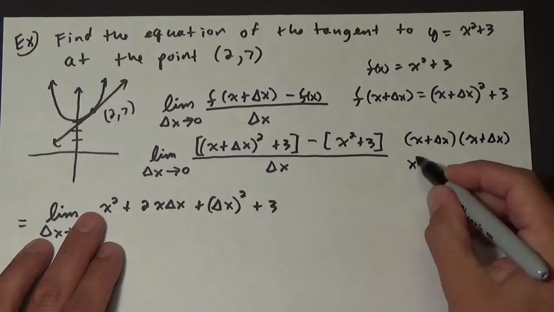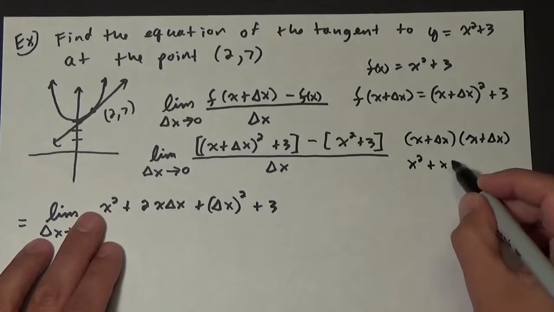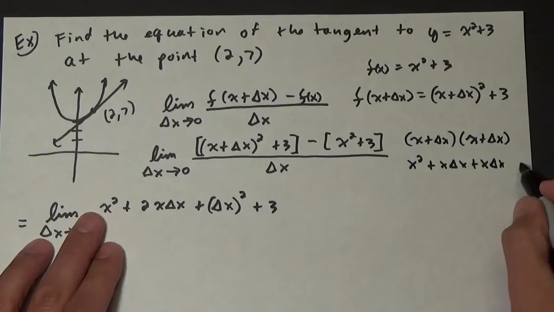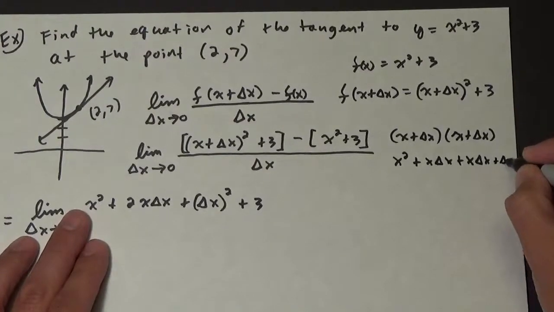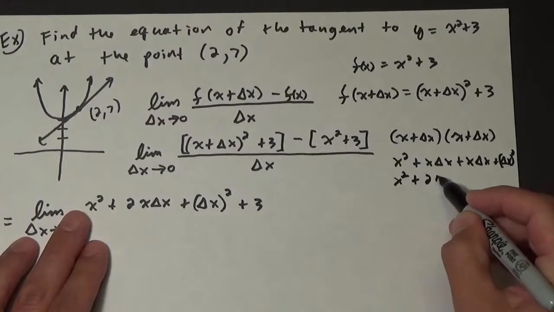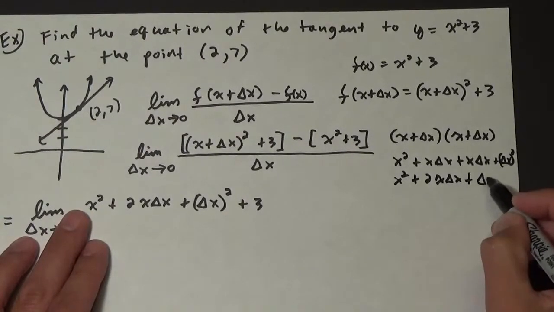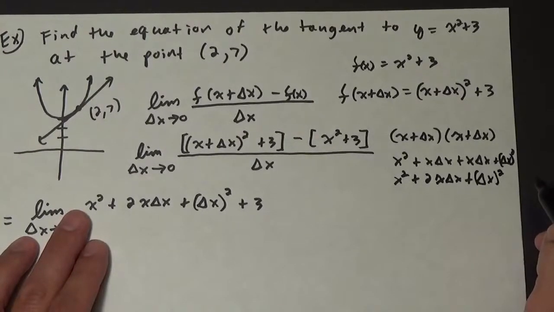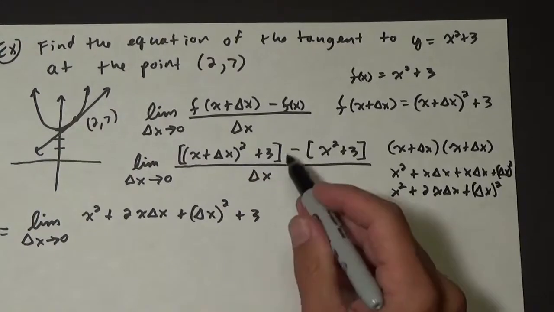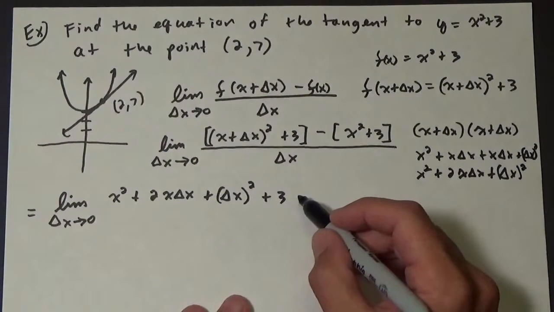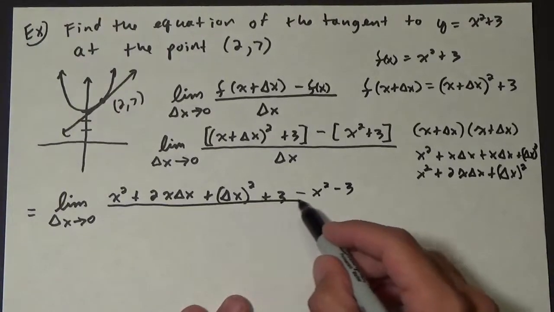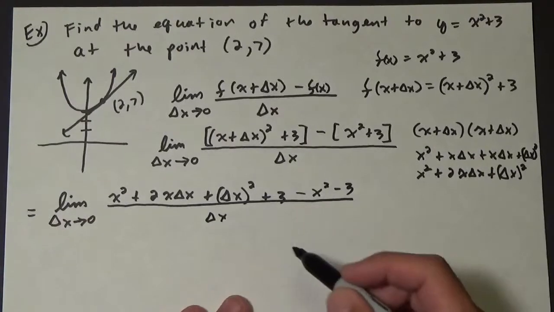So x times x is x squared. Then you get plus x delta x plus x delta x, running out of room here, plus delta x squared. So then you end up with x squared plus 2x delta x plus delta x squared. So that's where that came from. And then we have the 3. All right, then we're going to distribute that negative. So we have a minus x squared minus 3. And this is all over delta x.